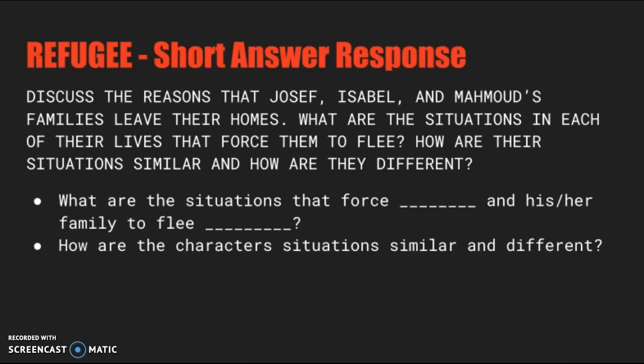So here you'll see that the first question is, what are the situations that force blank? And this is where you're going to pick one of the characters and his or her family to flee, and then the country that they are fleeing, having to leave. Then after you've done that for all 3 characters, you will answer the final question, how are the character situations similar and different?